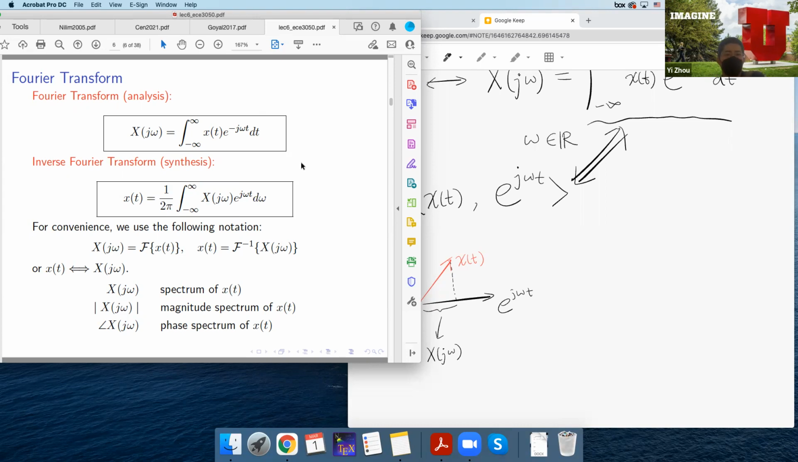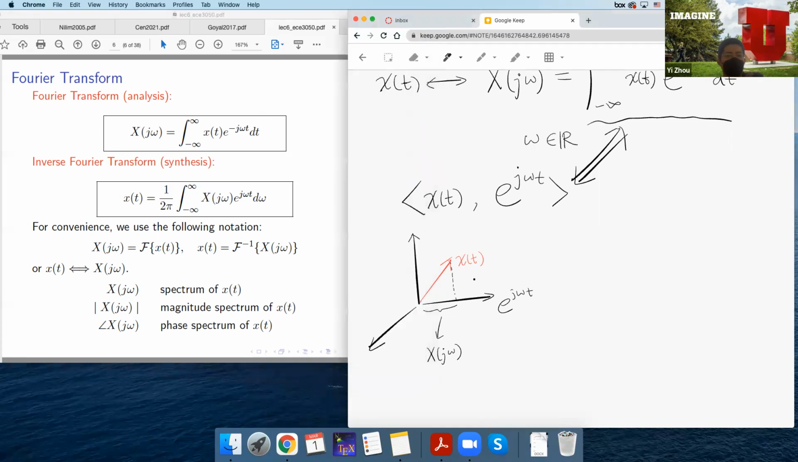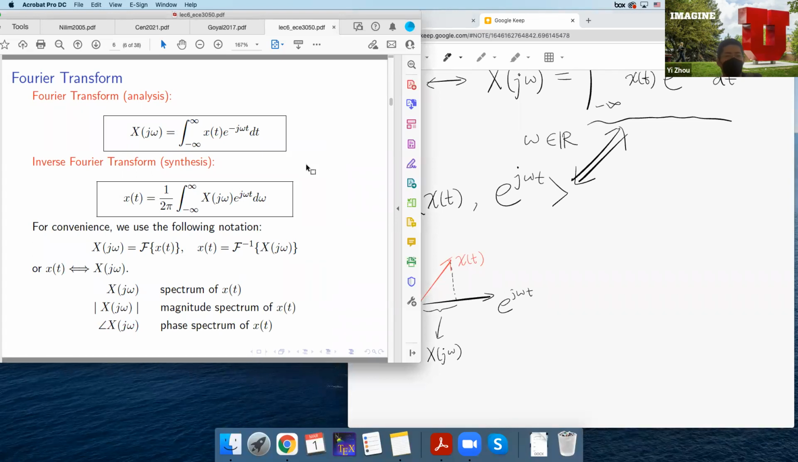So to summarize, the underlying geometric picture of the Fourier transform is exactly the same as the Fourier series. The only difference is that now we are dealing with aperiodic signals, so we need to extend the eigenbasis from a discrete basis to a continuous basis. And in terms of calculation, you just need to evaluate this integration, which is similar to the Fourier series.